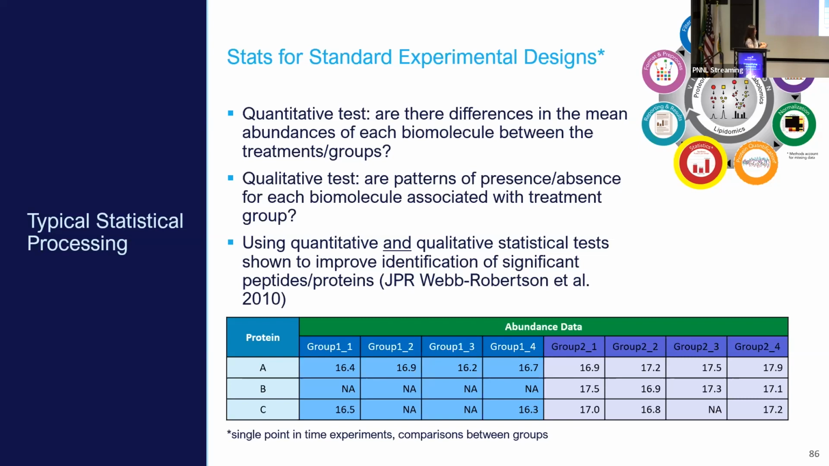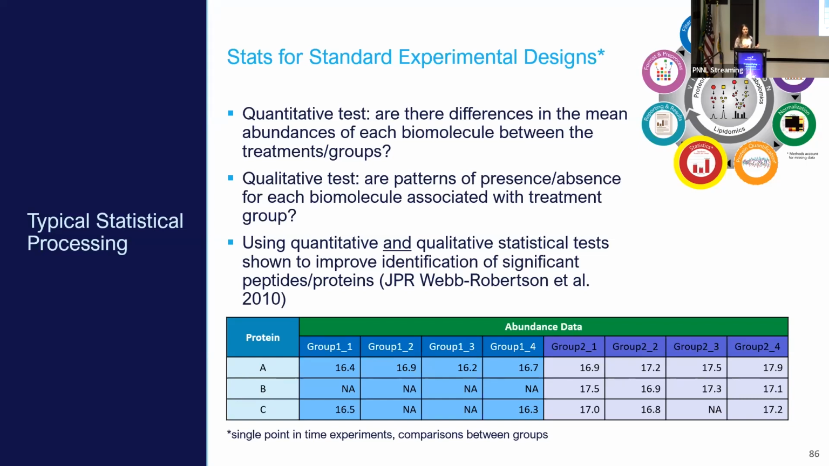So if you imagine here, in our table, we've got three proteins, A, B, and C. For protein A, we have observations in all 8 of our samples for our 2 groups. So we can do that quantitative comparison. Same with protein C. Even though we have some missing values, we still have enough observed values in each group that we can do that quantitative comparison. But protein B was not observed at all in the first group of samples, and it was observed in every one of the 4 group 2 samples.